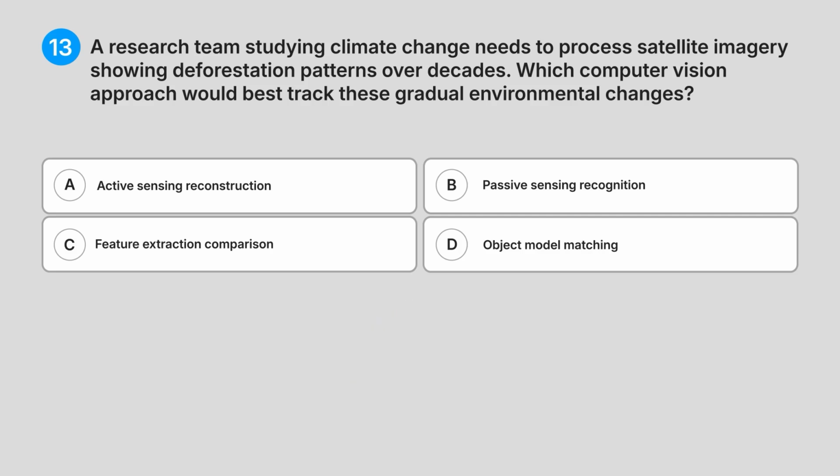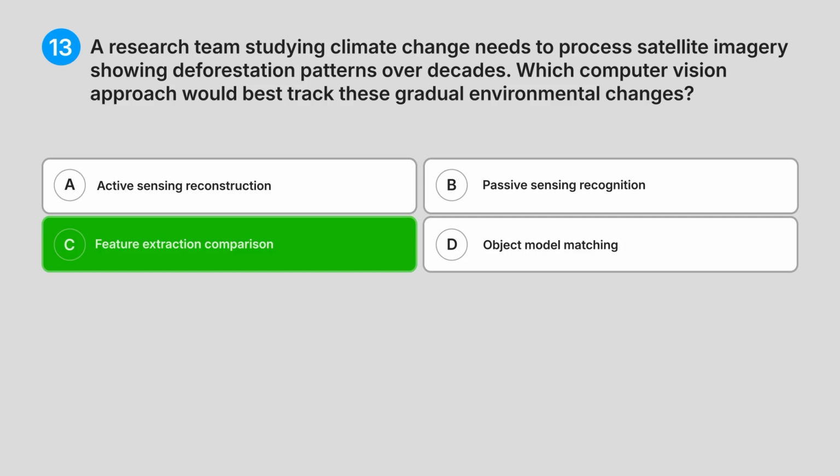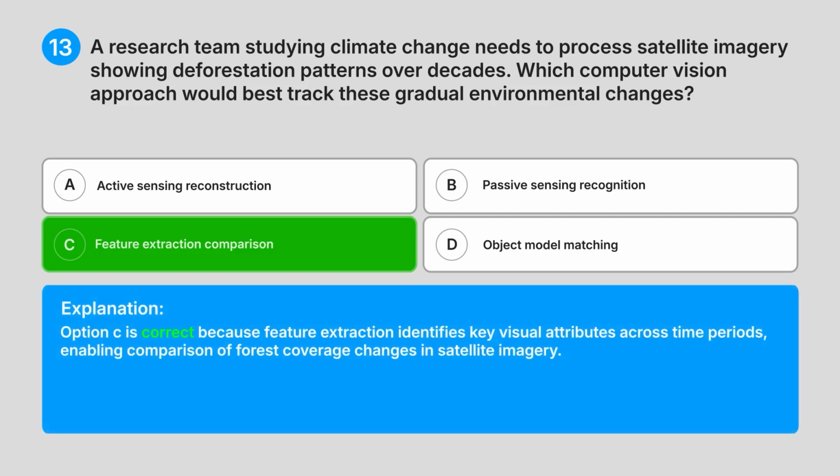Correct answer, C. Feature extraction comparison. Explanation. Option C is correct because feature extraction identifies key visual attributes across time periods, enabling comparison of forest coverage changes in satellite imagery.